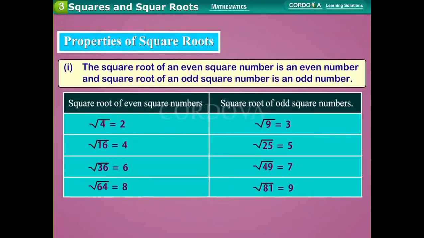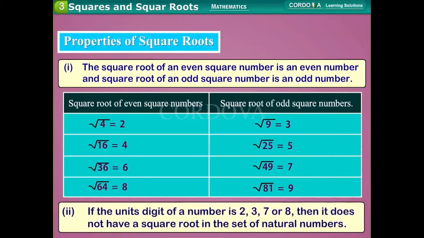Properties of square roots. The square root of an even square number is an even number, and the square root of an odd square number is an odd number. Square root of even square numbers: square root of 4 is equal to 2, square root of 16 is equal to 4, square root of 36 is equal to 6, square root of 64 is equal to 8. Square root of odd square numbers: square root of 9 is equal to 3, square root of 25 is equal to 5, square root of 49 is equal to 7, square root of 81 is equal to 9.